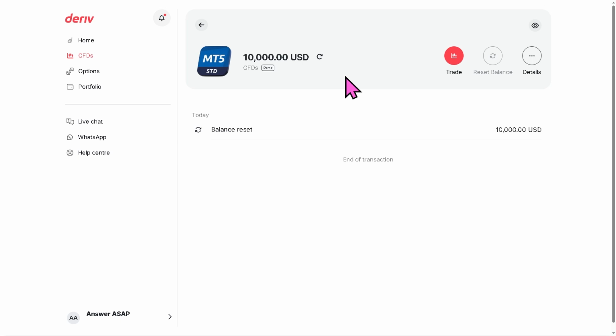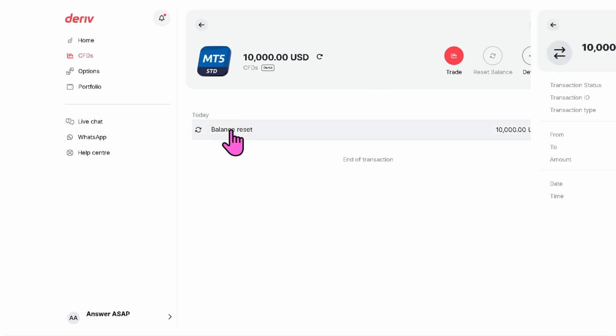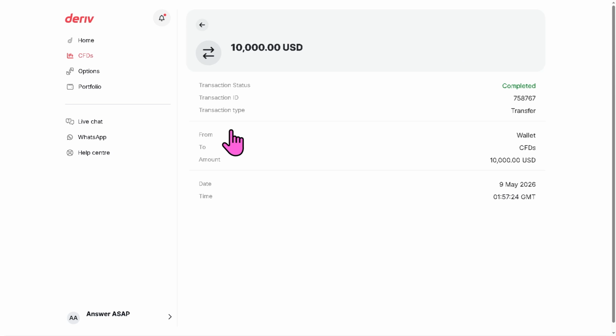This process usually happens instantly and no real money is involved. Keep in mind that resetting your demo balance only affects your practice account. Your real trading account and real funds will remain completely untouched. And basically, that's it for today's video on how you reset your Deriv demo account balance.